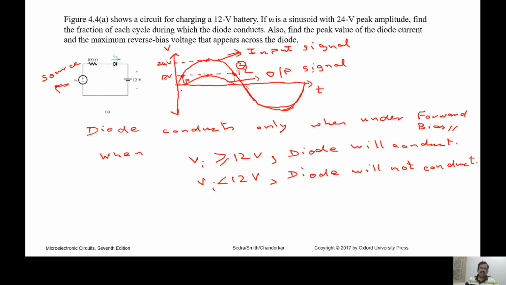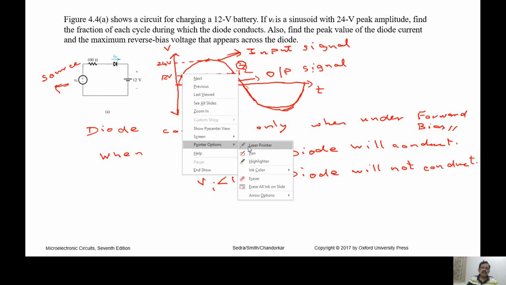Let us say this point is P. Okay, so let me put it in another color.